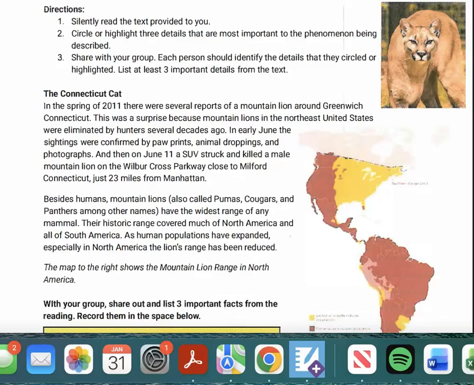So it's interesting because one of the questions is, where do they think this mountain lion came from? How did it wind up in Greenwich, Connecticut? How did it get so far from home?